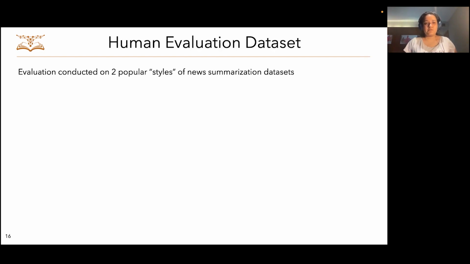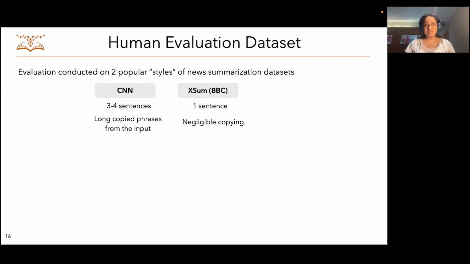Okay, so let's now talk about the dataset that this was evaluated over. We conducted this evaluation over two styles of summarization datasets. I've mentioned these before, CNN and XSum. The reason we chose these is because the reference summaries of these datasets are very different from each other. And between them, they cover a diverse set of summarization phenomena. So for instance, CNN summaries are 3 to 4 sentences, XSum summaries just 1 sentence. Models that are trained on CNN datasets tend to generate summaries with long copied phrases, whereas XSum summaries have negligible copy. So basically very different.